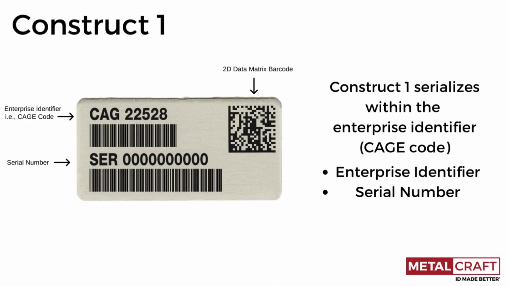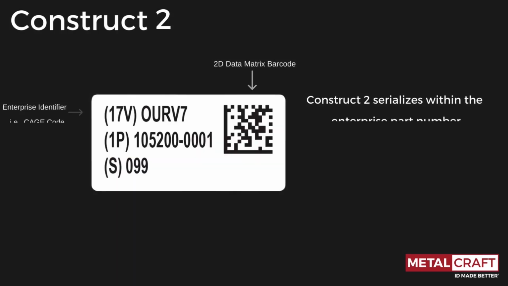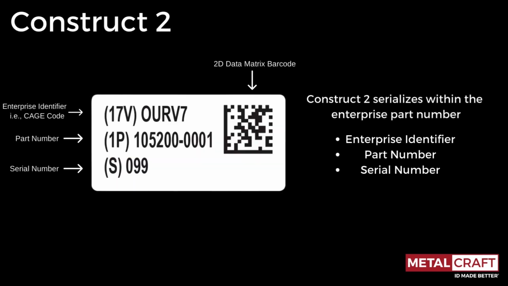Construct 1 consists of the enterprise identifier, for example, the CAGE code, along with a serial number. With this construct, the part is serialized within the enterprise identifier. Construct 2 consists of the enterprise identifier, part number, and serial number. The part is serialized within the part number of the enterprise.